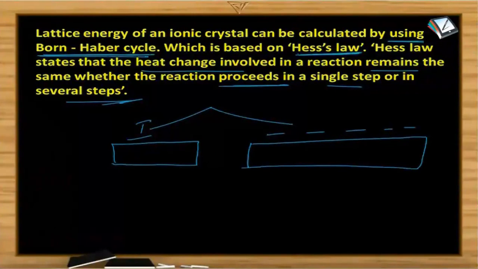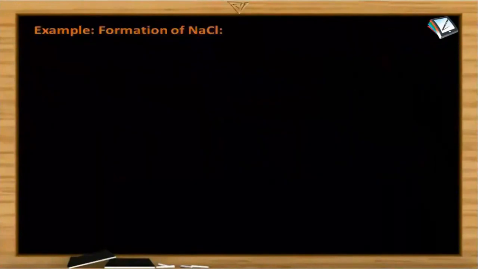So the total energy change in any chemical reaction always remains the same whether the reaction takes place in one step or in several steps. That is the concept of Hess law. And we use this Hess law in the Born-Haber cycle in order to calculate the lattice energy. Let's take an example of the formation of sodium chloride.